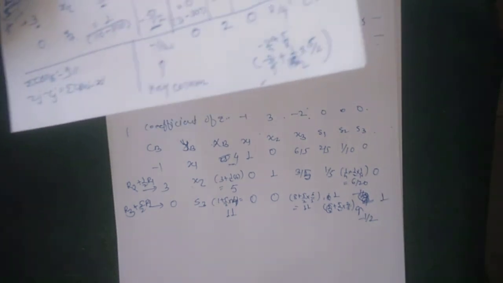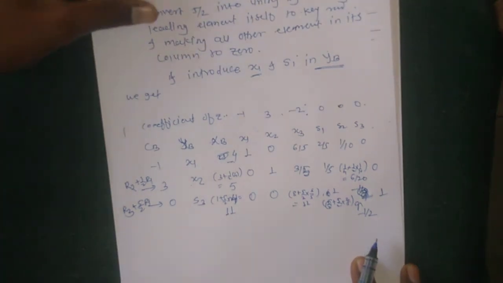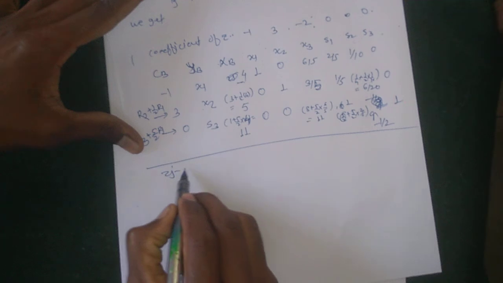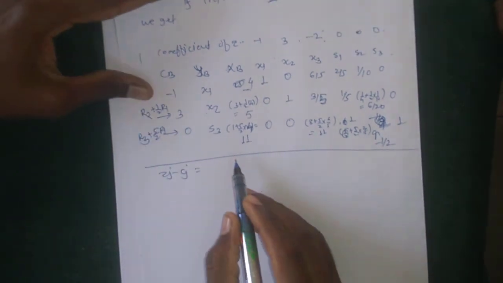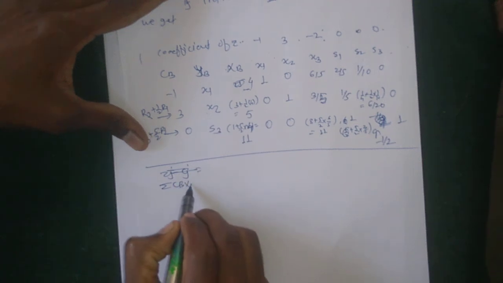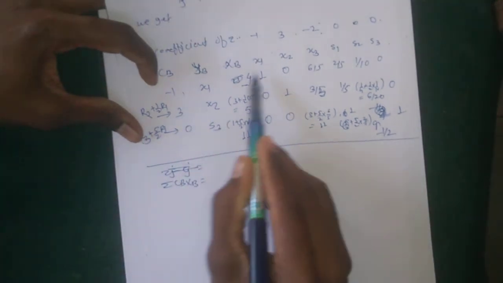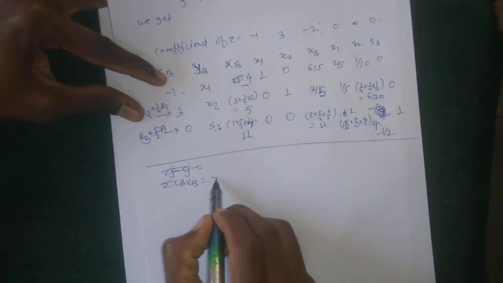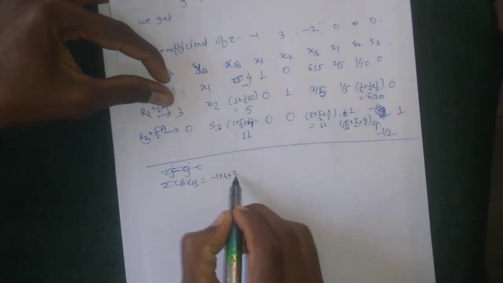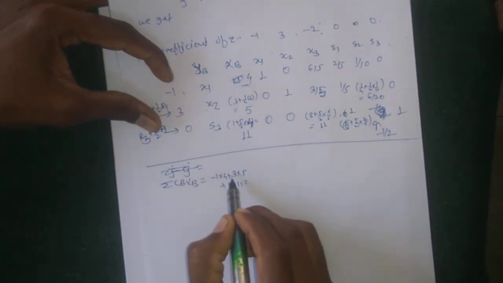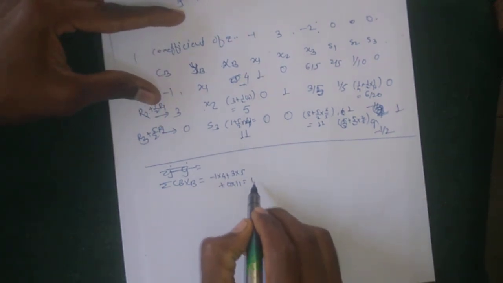So therefore, now we have to calculate Zj minus Cj. Firstly, the summation of CBXB is minus 1 into 4, minus 1 into 4 plus 3 into 5 plus 0 into 11, we get 15 minus 4, we get 11.